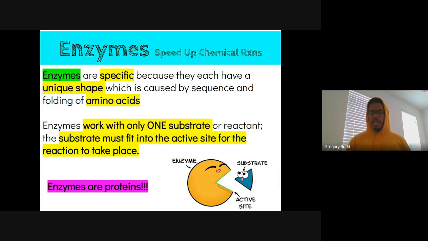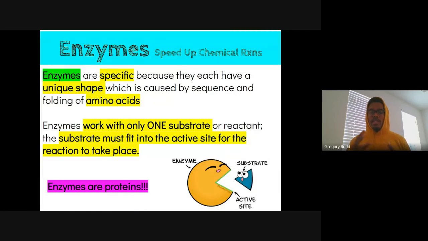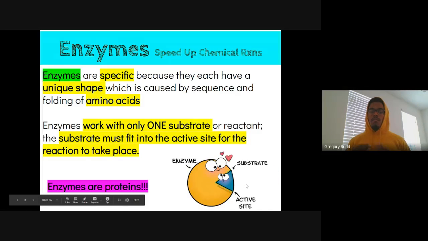The enzyme is the Pac-Man looking figure, the orange figure. And the mouth of the Pac-Man would be considered the active site. It's called the active site because that's where the reaction takes place. That's where the action is. And then we see this little blue pie-shaped figure that just fits directly into the active site of the enzyme.